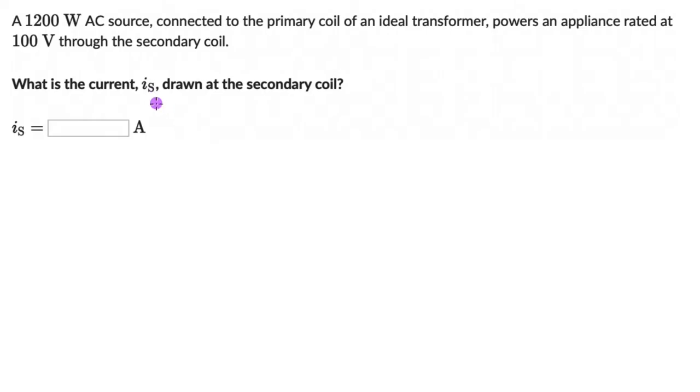Now before we get into this example, why don't you pause the video and first attempt this one on your own. Alright, now let's try and break down this question.